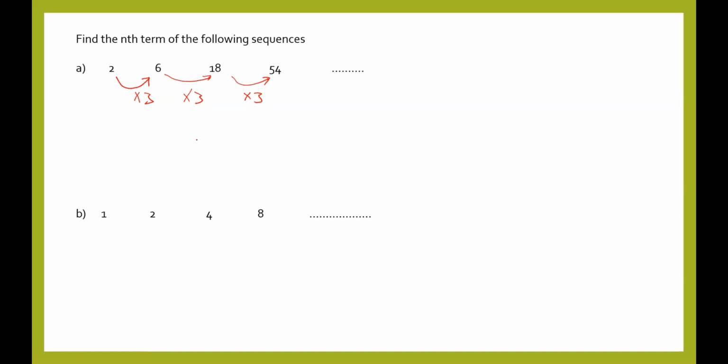So it will be here. What you will do, you're going to write the first term multiplied by what? Multiplied by the term-to-term rule.